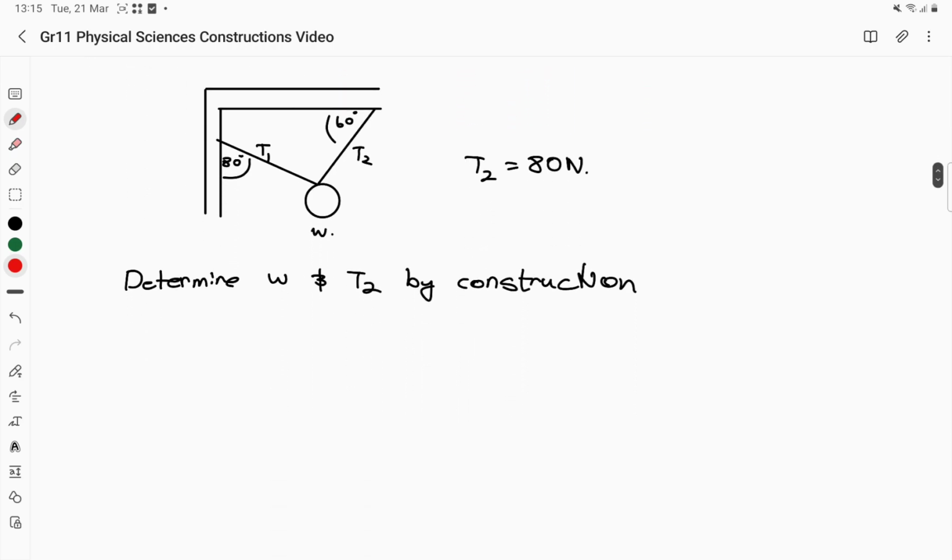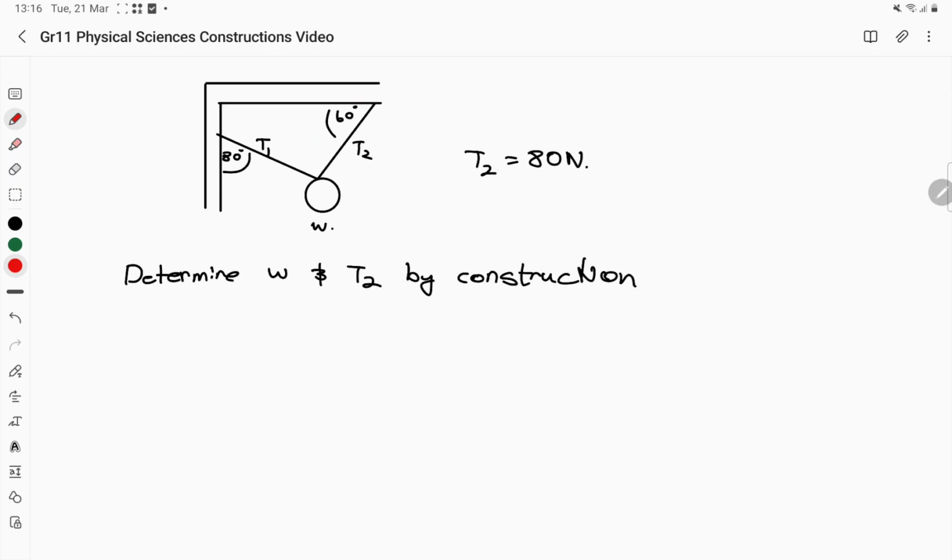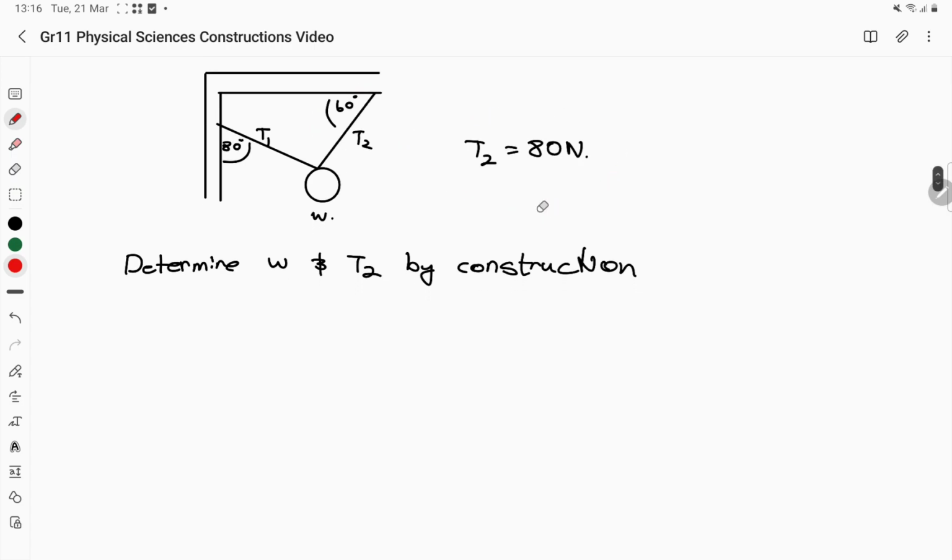All right, so here is a question that I got out of a textbook. There's this ball hanging from two strings that are attached to a wall, and the ball has a weight W. So what do we know? They give us the angle of the tension in the rope to the wall there, and we have 60 degrees there. We can just draw this. It says your tension 2 is 80 newtons.